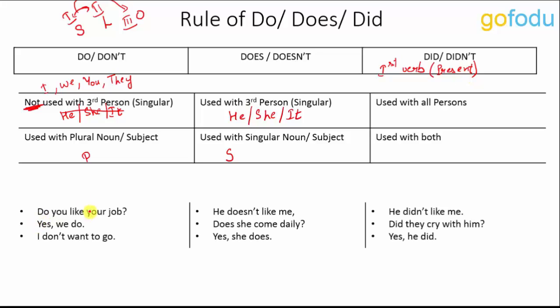Do you like your job? Yes, we do. I don't want to go. Over here, do is used with you, we, I. He doesn't like me. Does she come daily? Yes, she does. He didn't like me. Did they cry with him? Yes, he did. So did is used with all persons and singular or plural, whichever may be the subject. But always to be noted, did is always used with the first form of verb, like, cry.